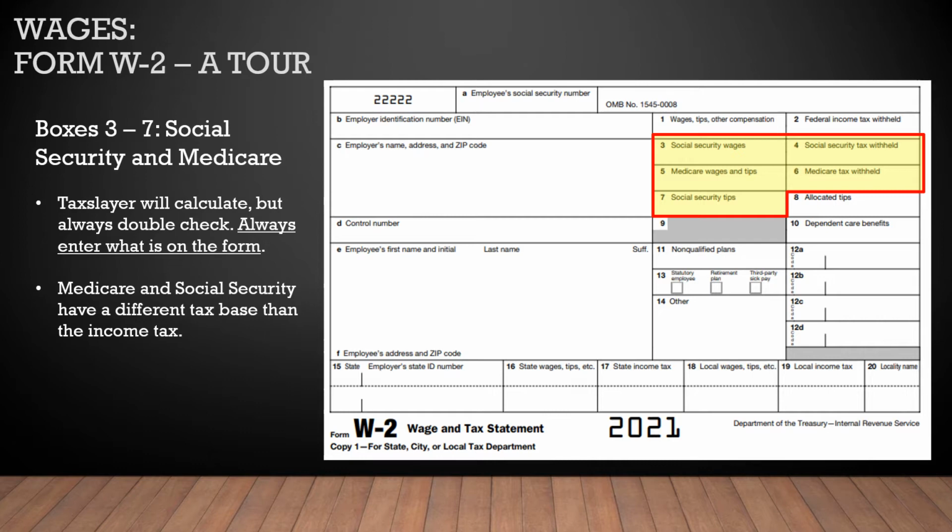But it's always important to double check with the form. As we talked about earlier, always enter what is on the form. So you might need to change the entry from what the automatic calculation was.